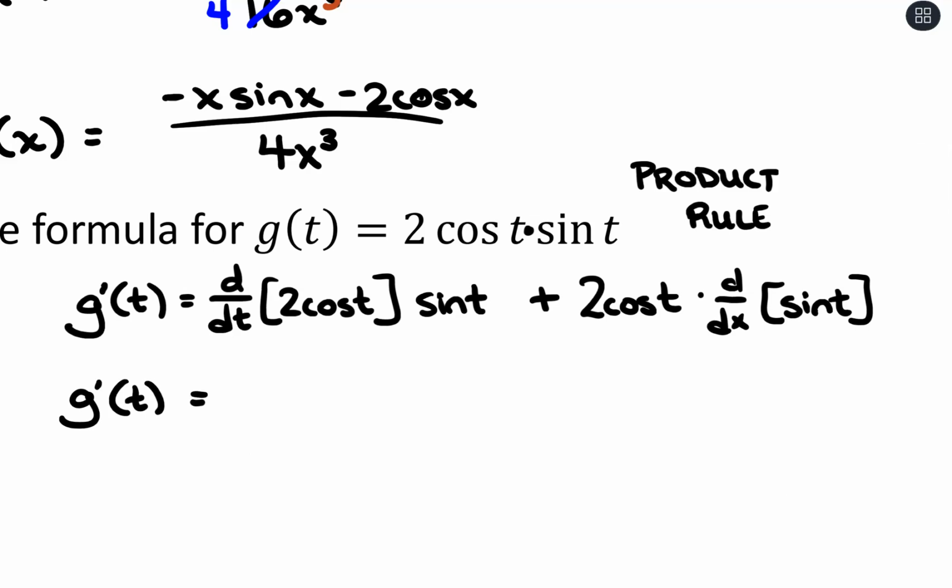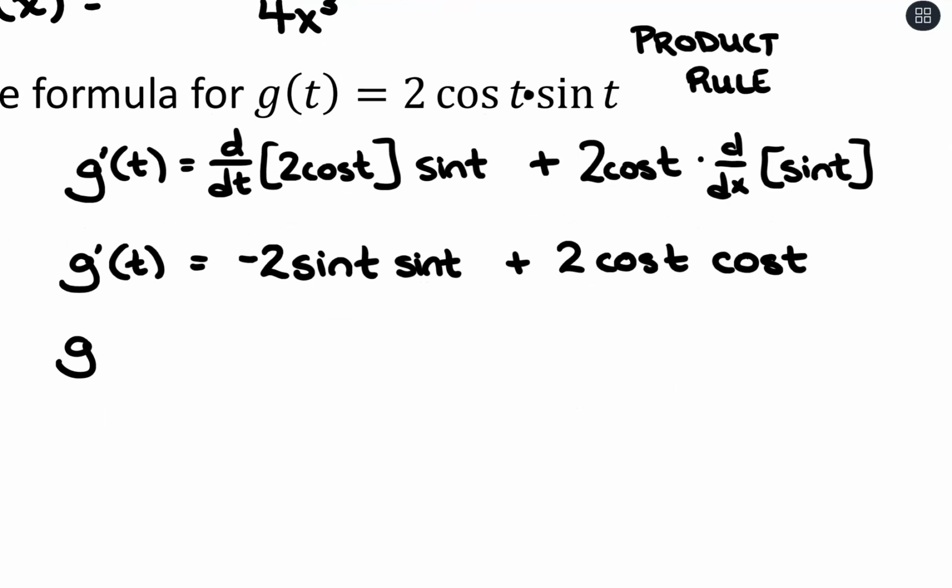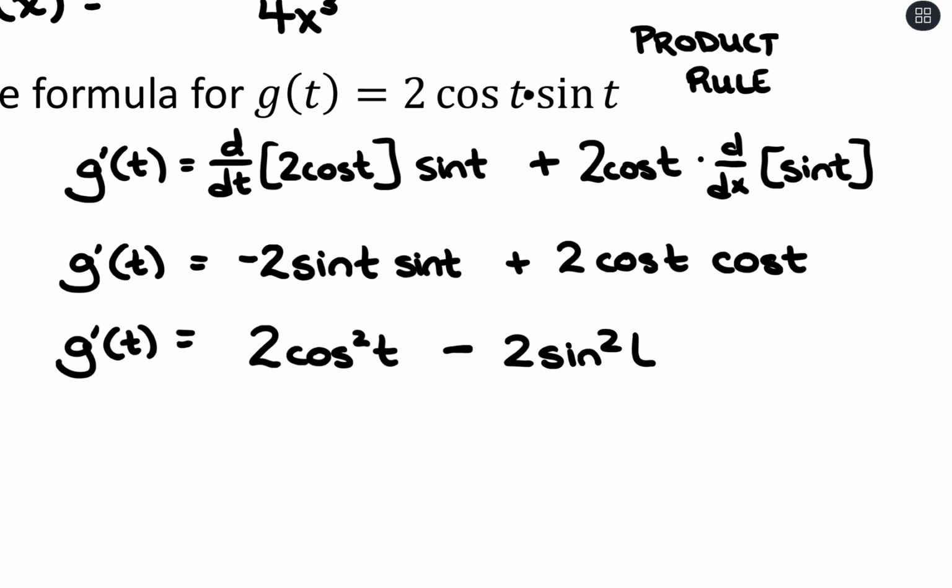Okay, so derivative of 2 cosine t will be a negative 2 sine t, and then that's multiplying with another sine t, plus 2 cosine t times derivative of sine is cosine. So we're getting a 2 cosine squared t plus, nope, minus 2 sine squared t.